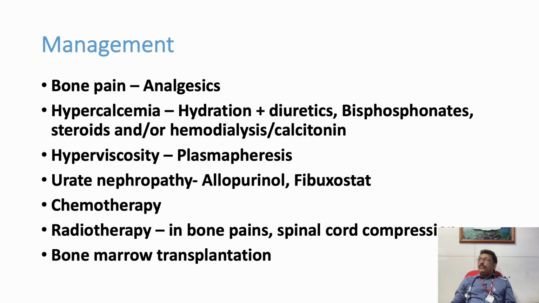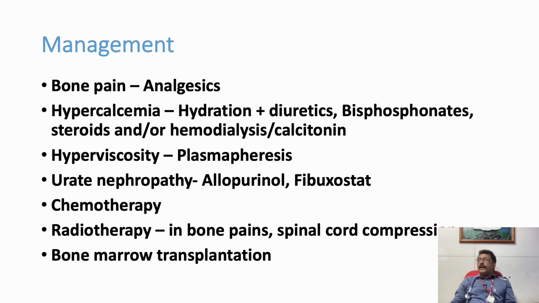Analgesics can be given: morphine, pethidine, fentanyl. Any drug which can reduce the pain will be very helpful. Hypercalcemia you have to treat with hydration, IV fluids, normal saline. Along with normal saline, we have to give Lasix, and bisphosphonates like alendronate or zoledronic acid can be given. Steroids should be given. If the patient does not improve, dialysis has to be done. Calcitonin can also be given, subcutaneous calcitonin.